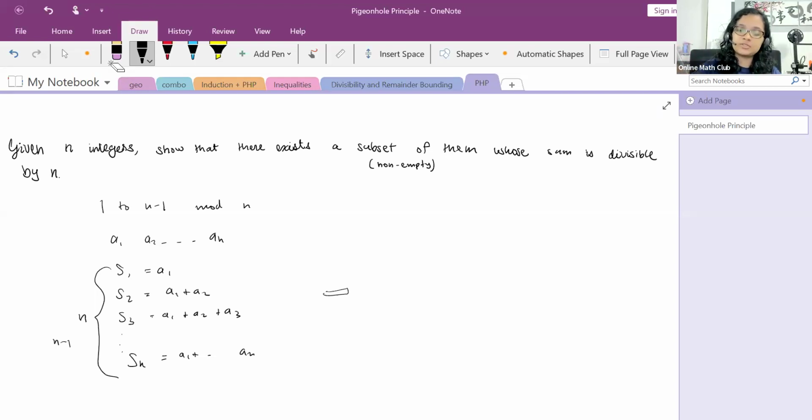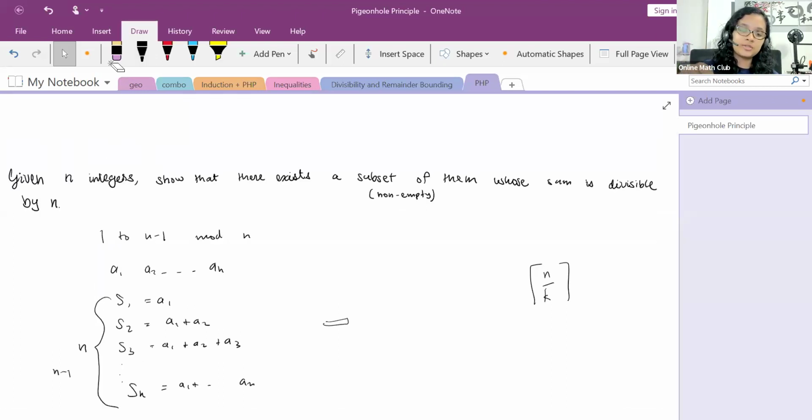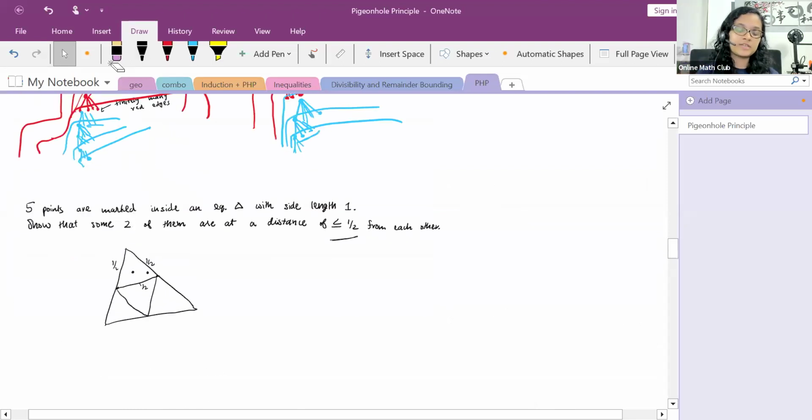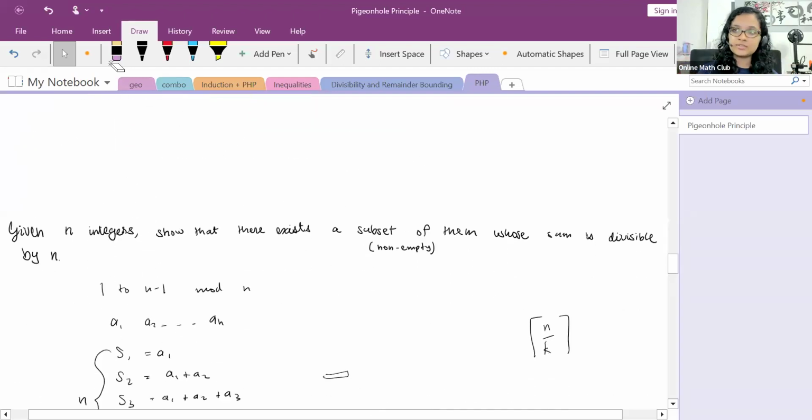There's also the general form, which is the ceiling of n by k. Sometimes if you know that something is going to use PHP, you look for something of that form. For example, over here we knew that you have 5 pigeons, so you want to look for fewer than 5 holes somehow. That was just because it's a small number. But in general, when you have a lot of things and some number of categories, and different things are in different categories, that's when you might want to try using Pigeonhole and see if it gives you any information.